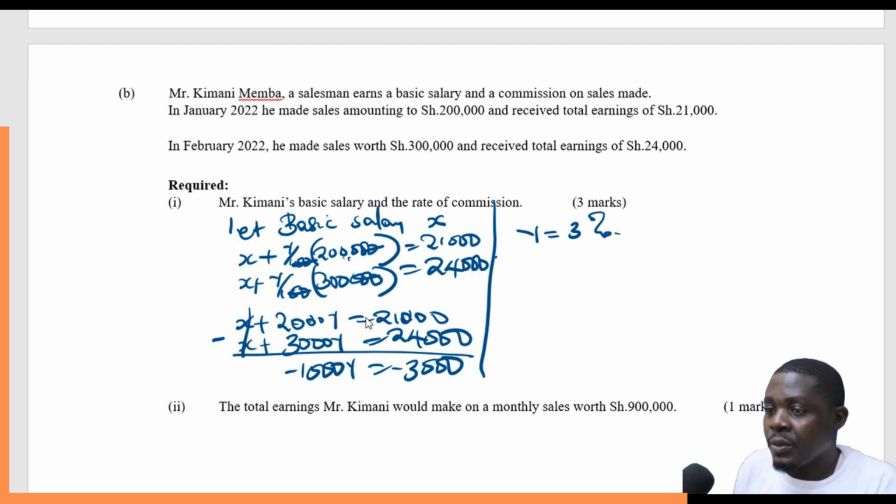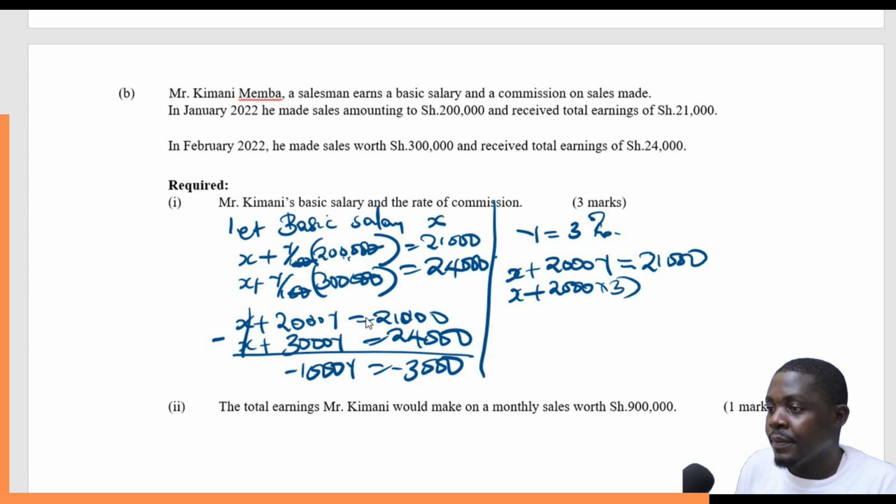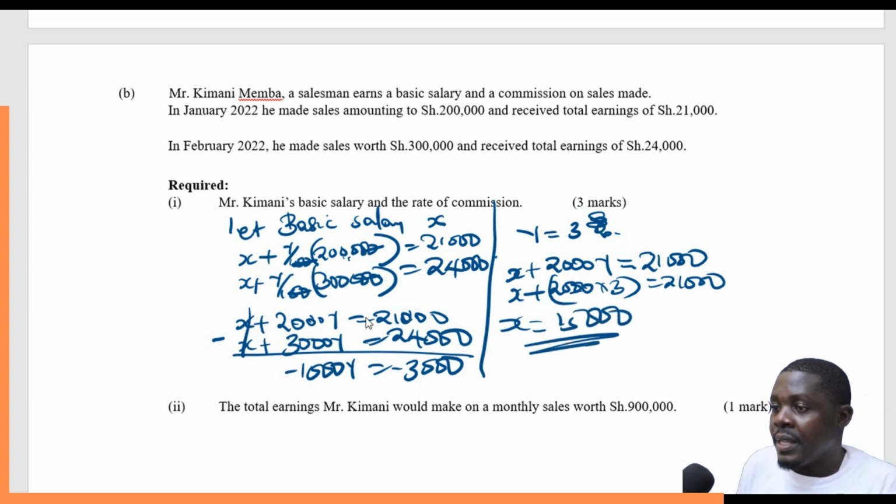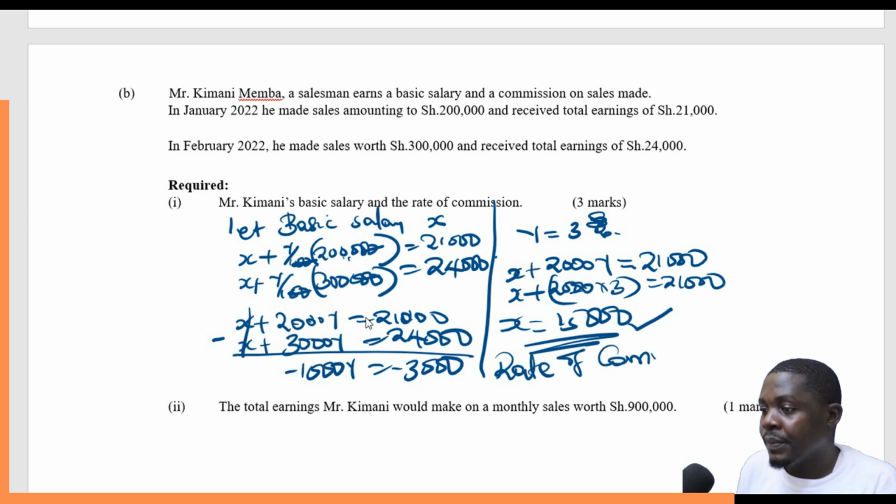Then we can use that to substitute in this equation. We had X plus 2,000Y is equal to 21,000. If Y is 3, then X plus 2,000 multiplied by 3 is equal to 21,000. Therefore X alone, since this multiplied by 3 gives 6,000, from that we have 15,000. Therefore the basic salary was 15,000 and the rate of commission was 3%.